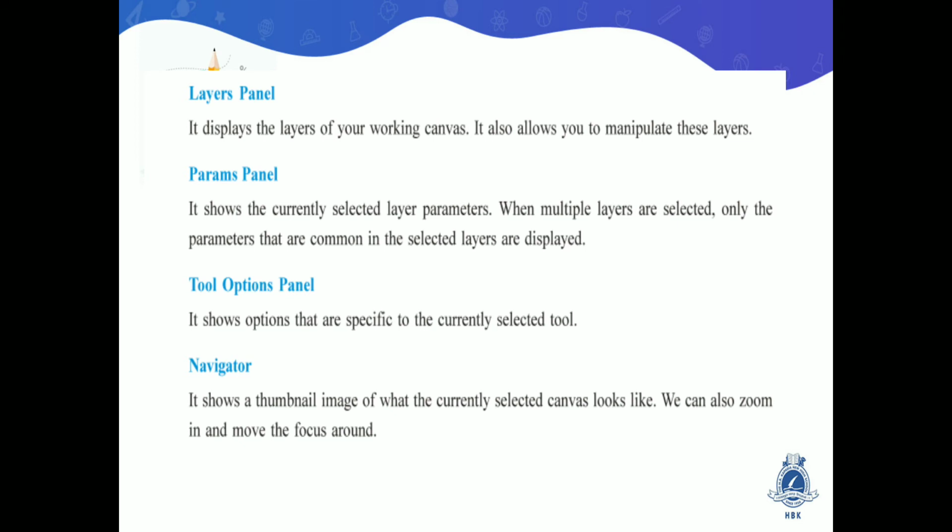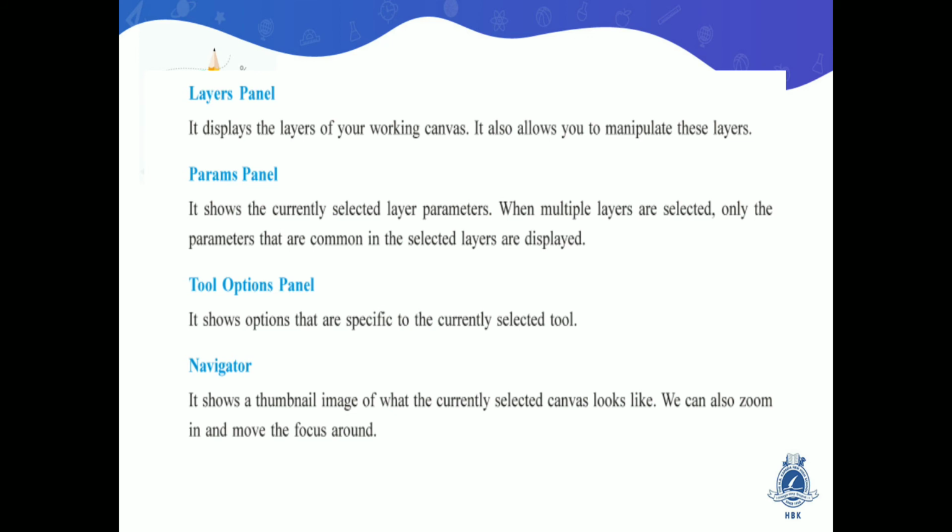Then we have the second one, the params panel. This params panel shows the currently selected layer's parameters. Whatever parameters you are selecting, such as size, width, height, rotation, 360, 180, all these parameters of your object will be seen in the params panel. When multiple layers are selected, only the parameters that are common to the selected layers are displayed. For example, if you select a circle, it has 2 parameters, radius and center. From that you can modify your object through the params panel. Whatever parameters you are taking, those parameters are loaded in the params panel.